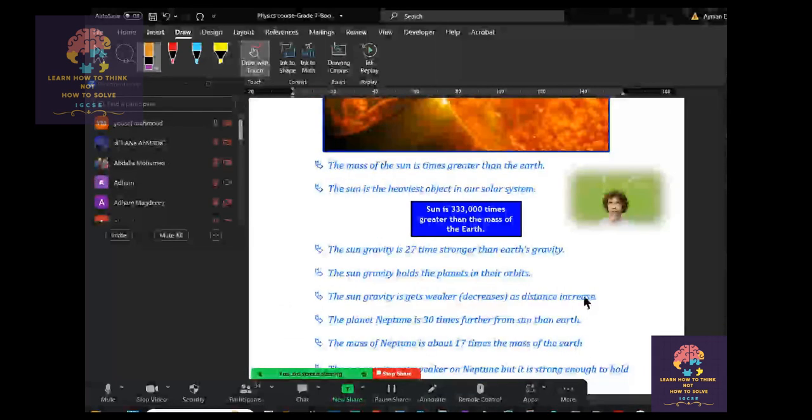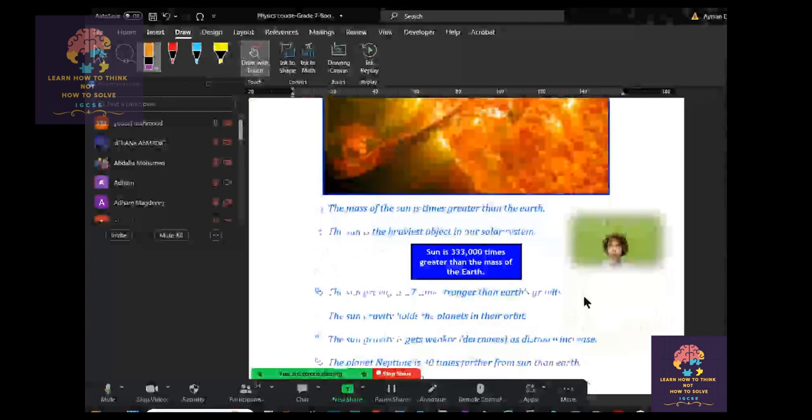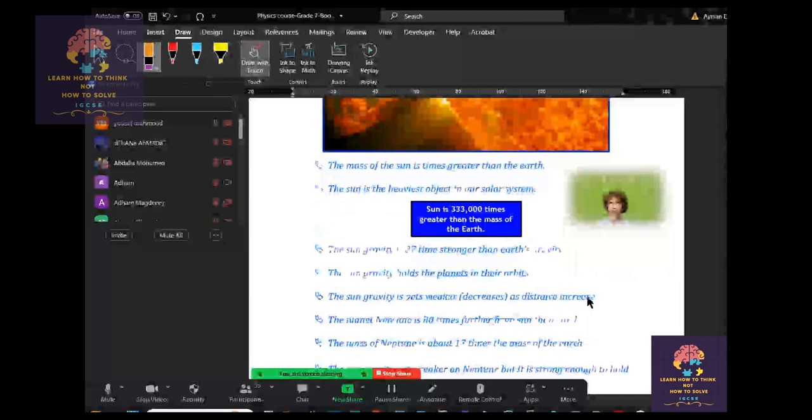We said that the Sun is the largest star in our solar system, right? And the Sun is the heaviest object in our solar system. The Sun is 333,000 times greater than the mass of the Earth, right? And we said that the Sun's gravity is 27 times stronger than the gravity of the Earth. We said that the Sun holds all planets to rotate in its orbit.